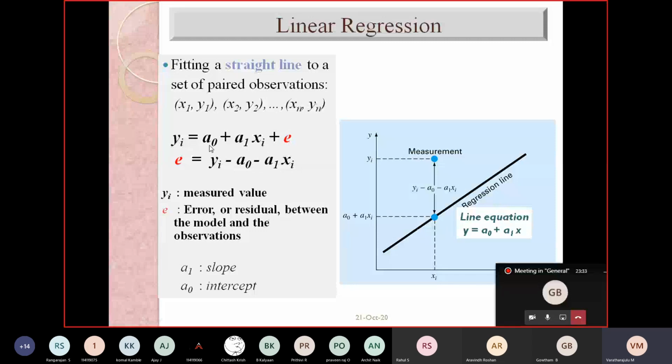Here, instead of m and c, terms a0 and a1 are introduced: y equals a0 plus a1 xi plus e. Here e is an error, and if the error amount is very negligible, then the prediction rate is good. If your error is very minimal, then the accuracy of the results is more. Therefore, we should have a concern about error reduction. Here yi is a measured value, and e is the error or residual between the model and the observation.